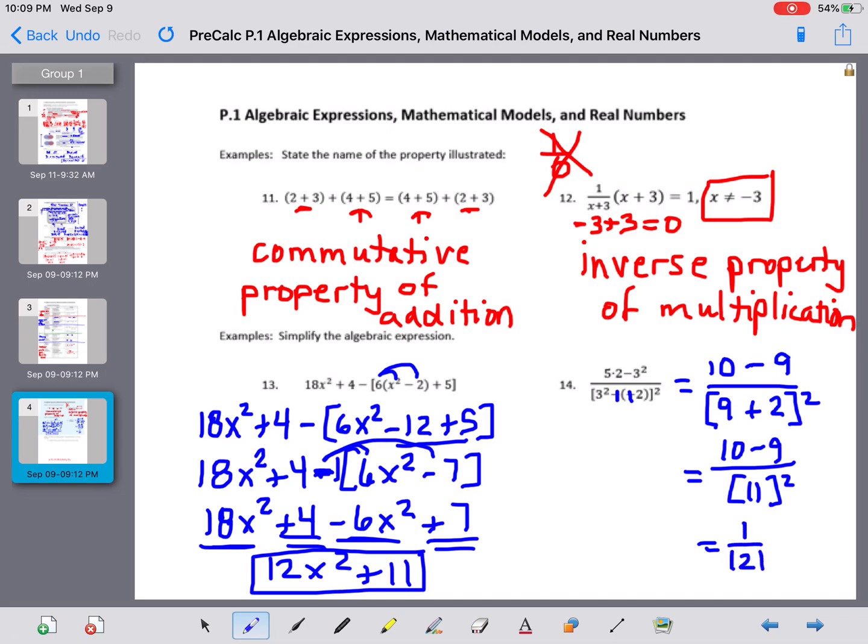Can I do anything more with this fraction? The answer would be no. I think I'm good at 1 over 121.